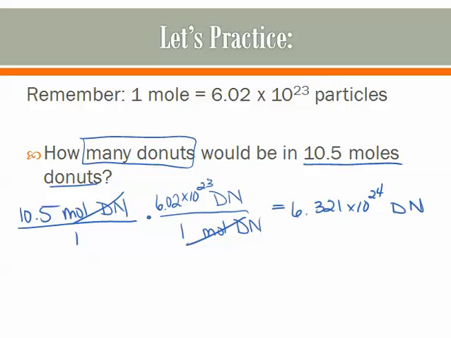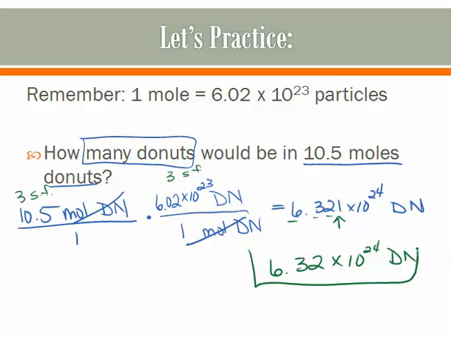And once more, before we can be done, we have to check sig figs. 10.5 has 3 significant figures to it. And Avogadro's number, even though this is a count, this is coming from a measurement. So this has 3 significant figures as well. The 6, the 0, and the 2 are significant. So taking a look, my smallest number of sig figs would be 3, leaving me with just 3 here. And do I round the 2 up? No, I don't. So my final answer would be 6.32 times 10 to the power of 24 donuts.